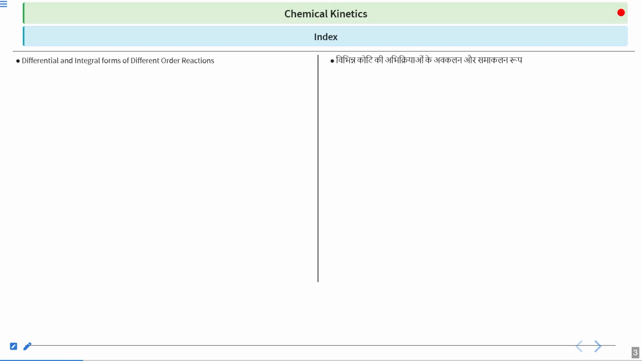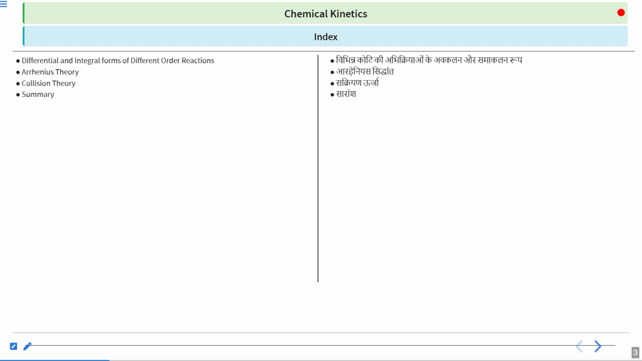Differential and integral form of different order reactions. This is the first topic. The second topic is Arrhenius theory. The third topic is collision theory. And then we will sum it up.